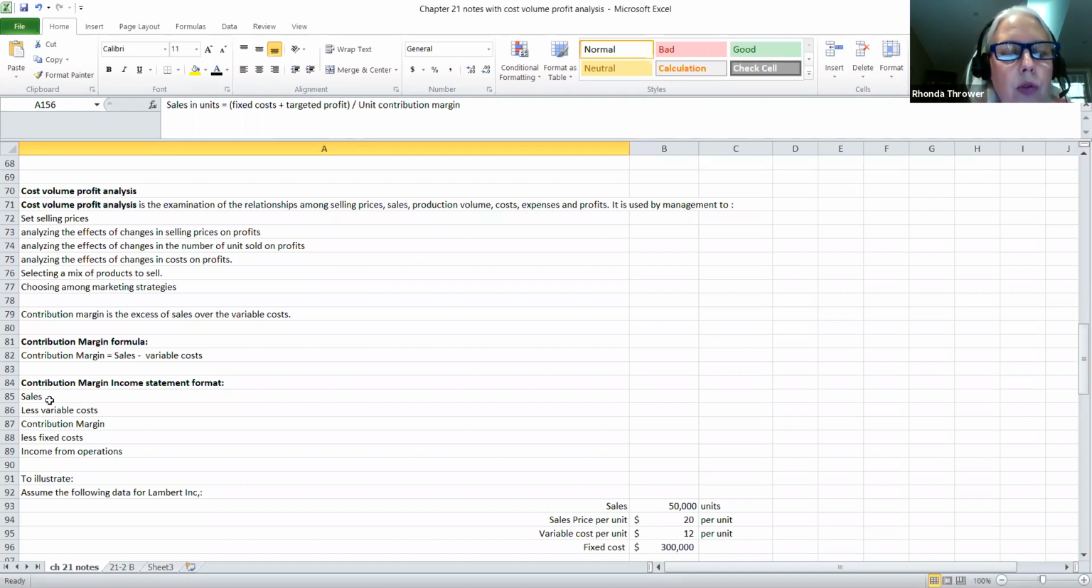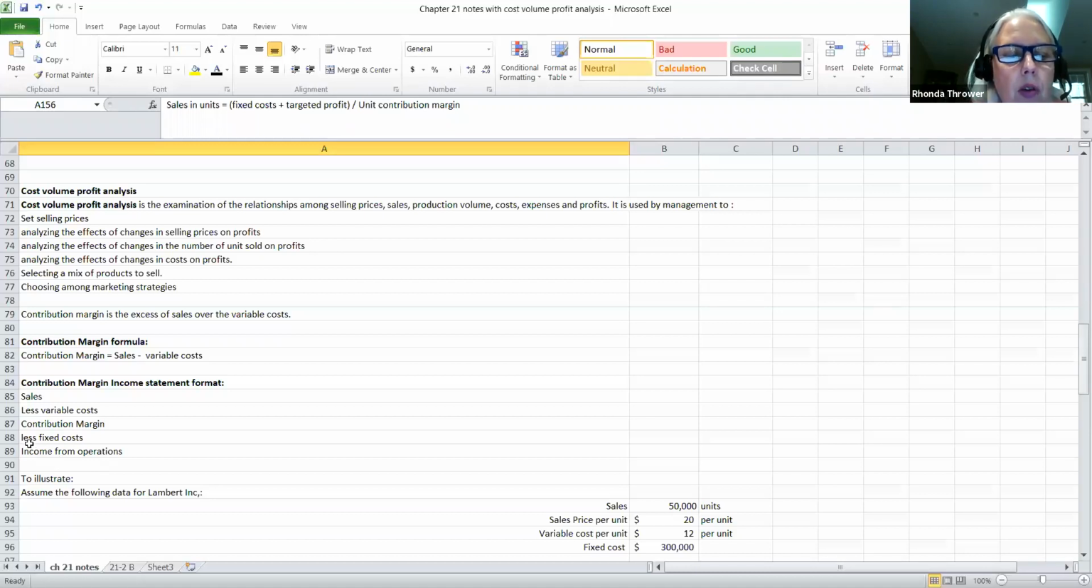We're going to subtract those from our sales revenue, and that will give us a term that we call contribution margin. What contribution margin is, is the amount that's left over to cover our fixed cost. So this is like a subtotal here. Sales less variable cost gives you the contribution margin, and that contribution margin is what we have left of the sales that will cover our fixed cost. Once we get our fixed cost covered, then we can determine whether we have an income from operations or a loss on operations.